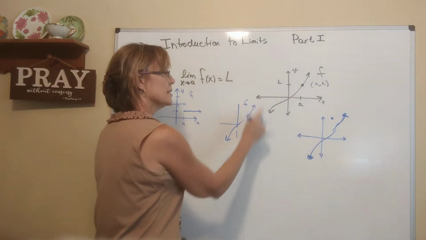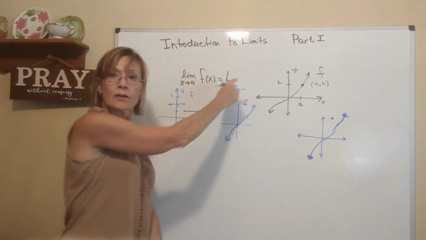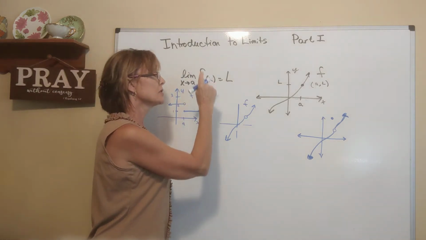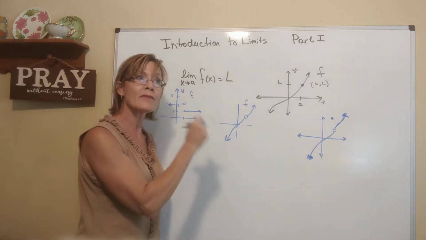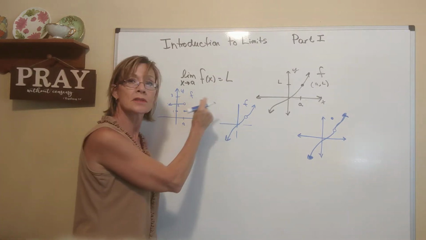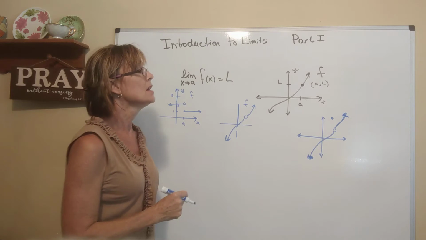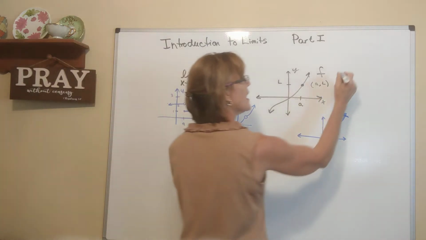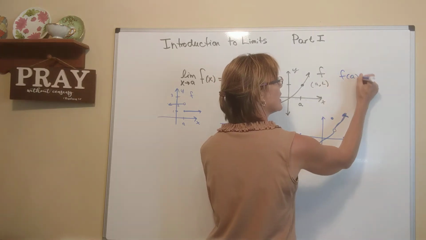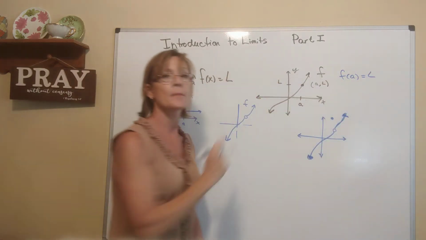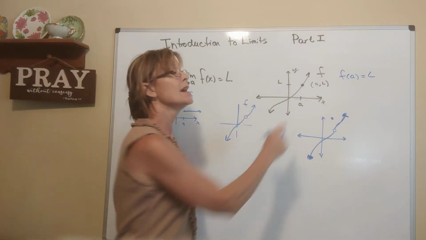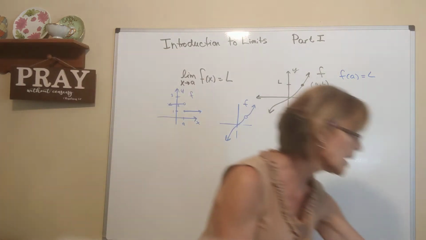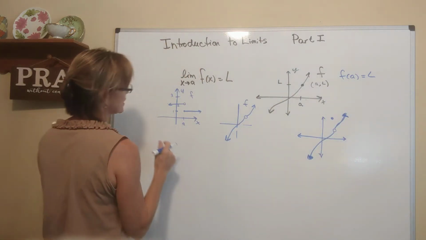Now, in this case, the black graph that I drew, the limit as x approaches a of the function f of x is L. The y value approaches L as x gets close to a. That's what the limit means. So that's true. It also happens to be true that f of a equals L. That also happens to be true. However, we're going to see that is not required for a limit to exist. Okay, so right here, let's look at this right here.